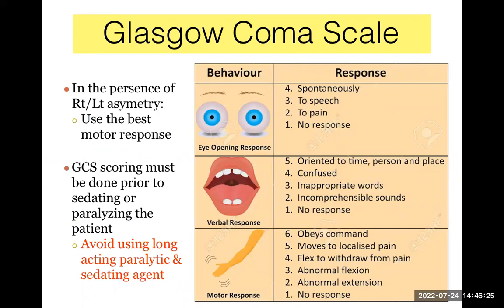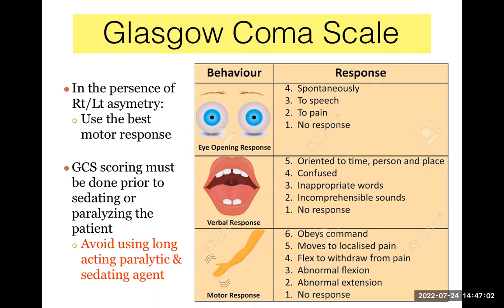Scoring is very important. So I think by now you should know the components of the GCS scoring, which are best eye opening response, best verbal response, and best motor response. The maximum GCS score is 15. The minimum score is 3. In the presence of right or left asymmetry, use the best motor response. GCS scoring must be done prior to sedating or paralyzing the patient. Avoid using long-acting paralytic and sedating agents.